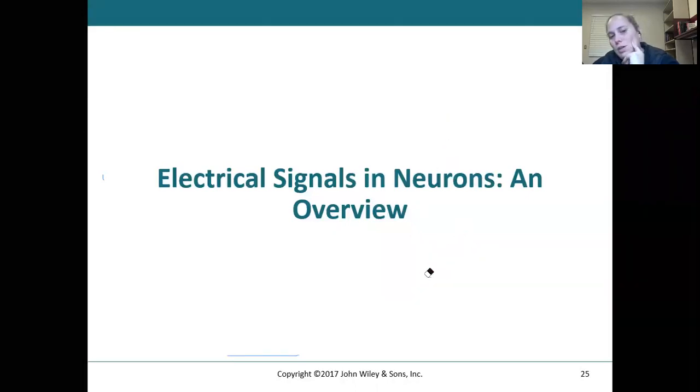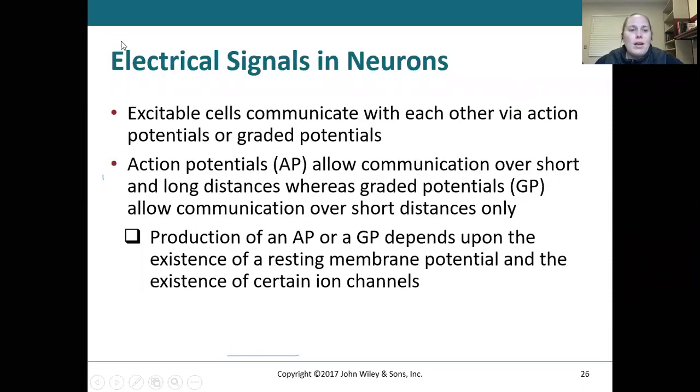Electrical signals in neurons. An overview. So just to pre-warn you, electrical signaling in neurons is very much the thing that I enjoy talking about the most because I'm an electrophysiologist by training. So I'm worried for you. Okay. So electrical signals. So cells communicate via these electrical signals that turn into chemical signals that turn into electrical signals again. And we're going to talk about how these electrical signals are sent.